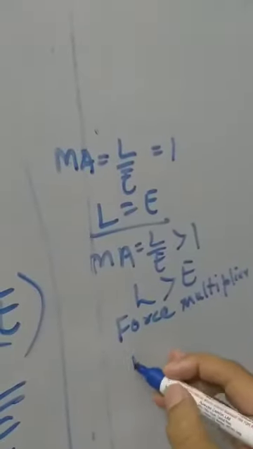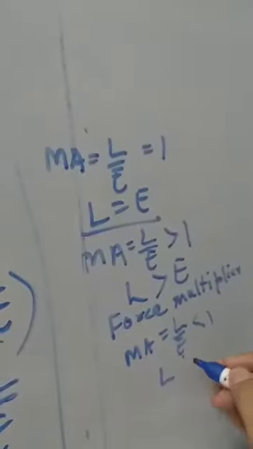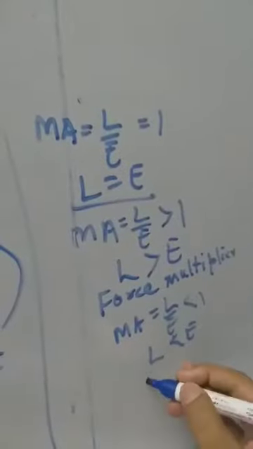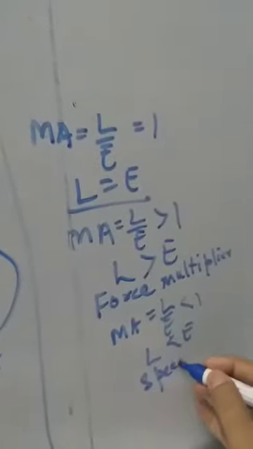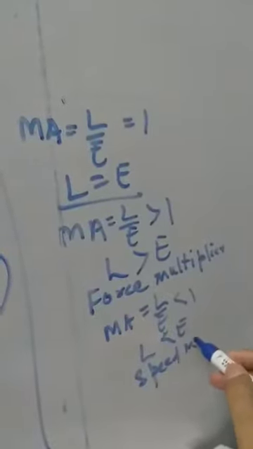And then if mechanical advantage, load by effort, is less than 1, then load is less than effort. That means you have to apply greater effort than the load, like in a scissor. So here the machine will be used as a speed multiplier. Here you don't gain in force but gain in speed. Speed multiplier. So these are the descriptions. Mechanical advantage you understood, then load and effort you understood.